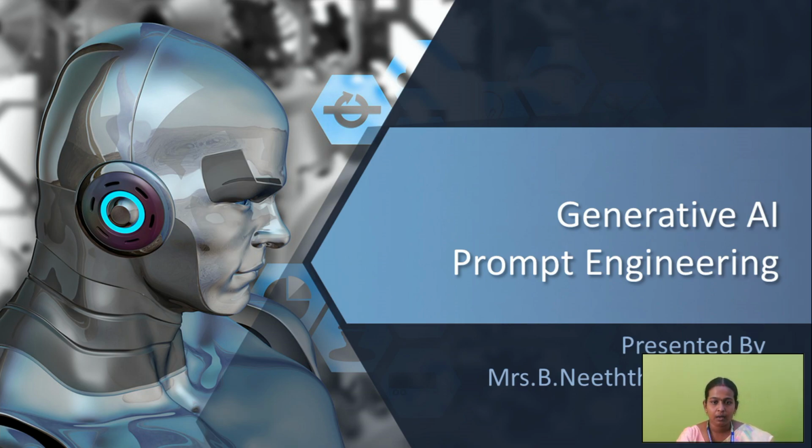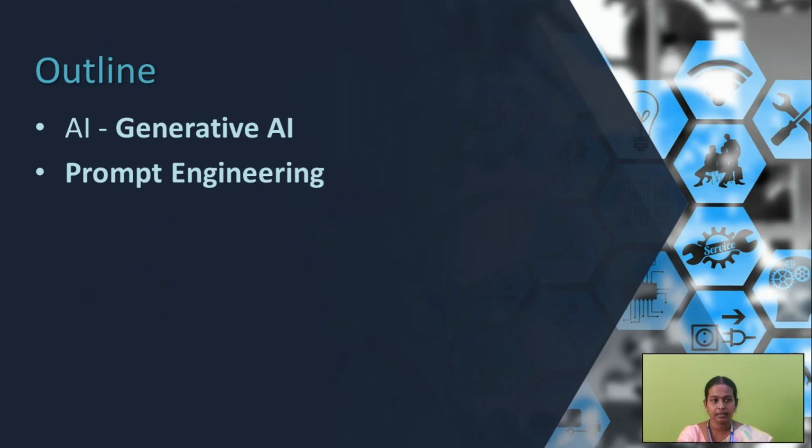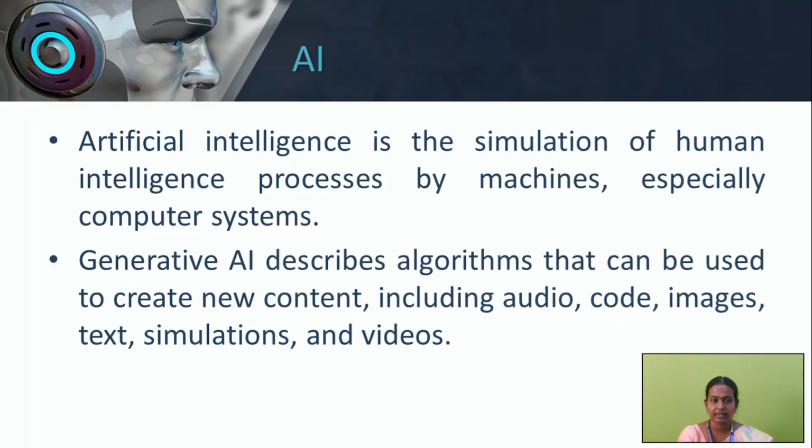Today we are going to see about generative AI. So generative AI is nothing but an artificial intelligence technique. Artificial intelligence is a simulation of the human intelligence process by machines, especially by computer systems. We are going to incorporate artificial intelligence with computer techniques, and we are going to have a generated output. So that is what is called generative AI.